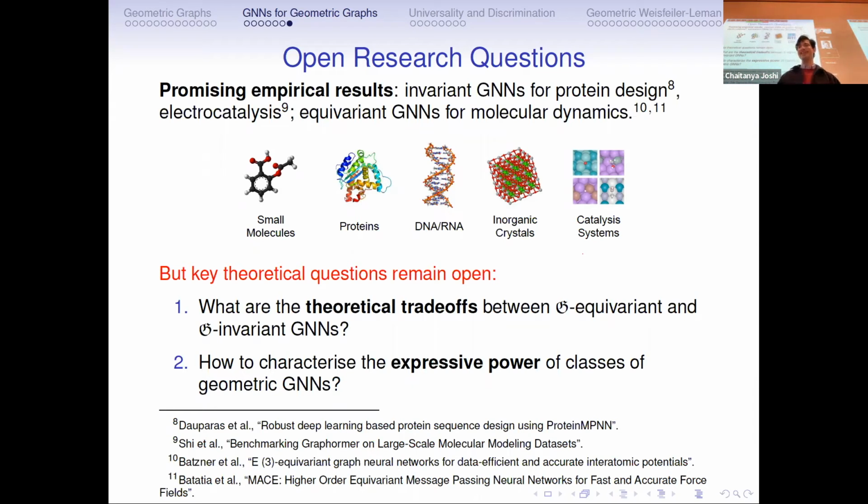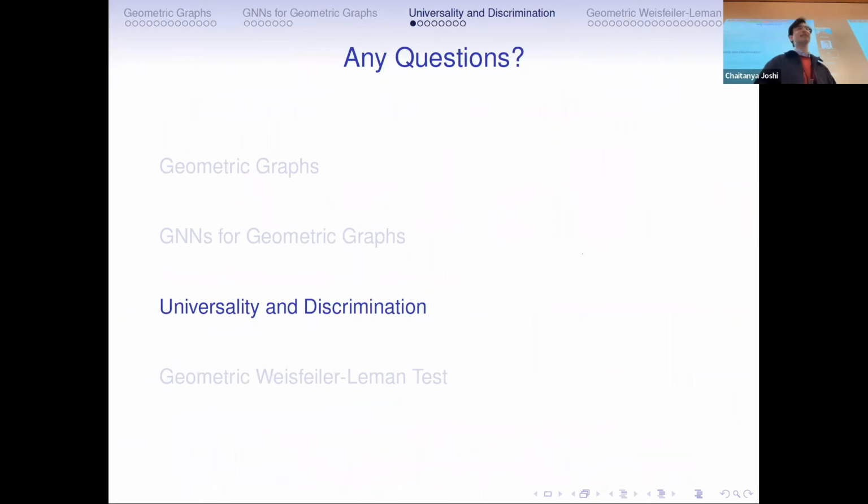But key theoretical questions still remain unanswered. What are the trade-offs between these two classes of models? And how do we really study the expressive power of these models? This is what we want to really study through our work. And I'll hand it over to Simon now. Thank you.